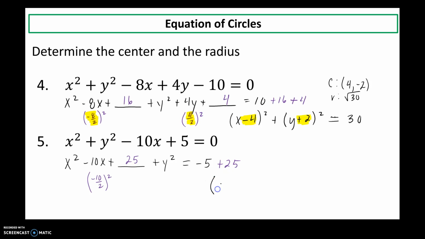Now I'm going to factor it. So x minus 5 quantity squared plus y squared equals 20. So that's the equation. Now from here, my center would be positive 5, 0. And my radius would be the square root of 20. 20 does have a perfect square factor, so I can simplify that to be 2 root 5.